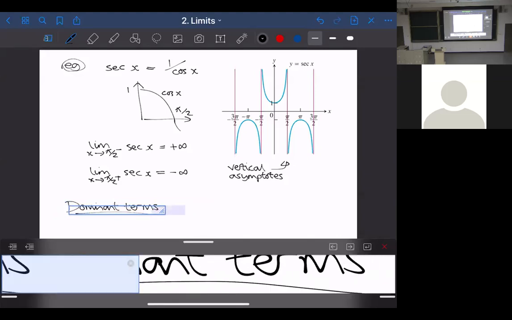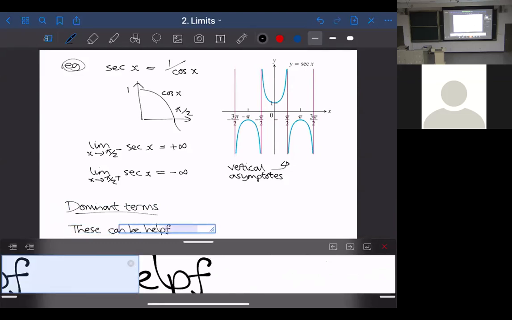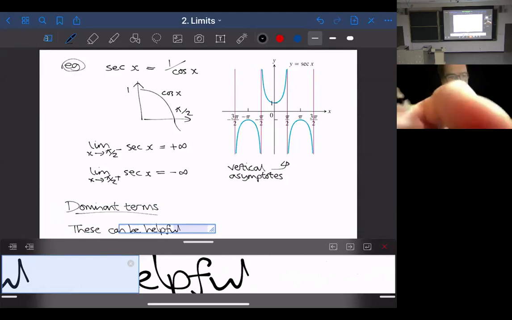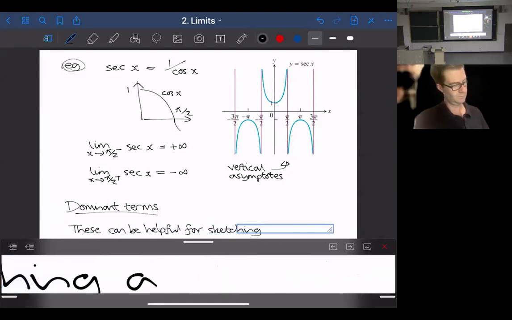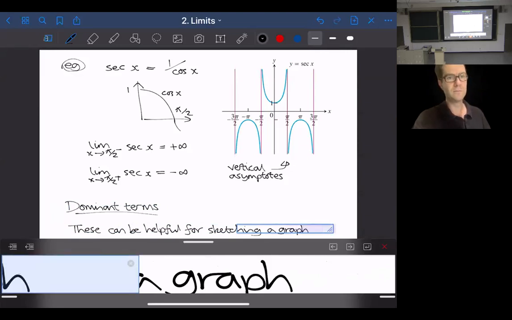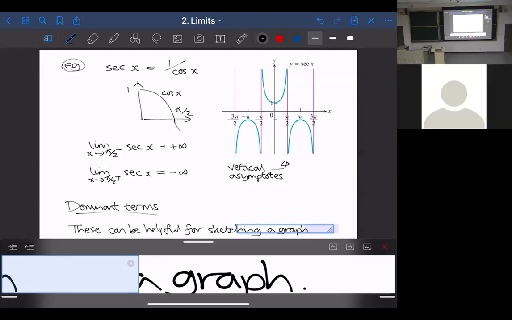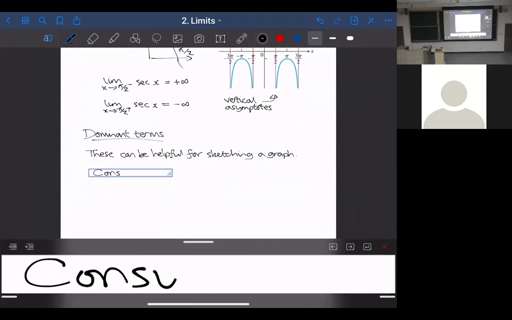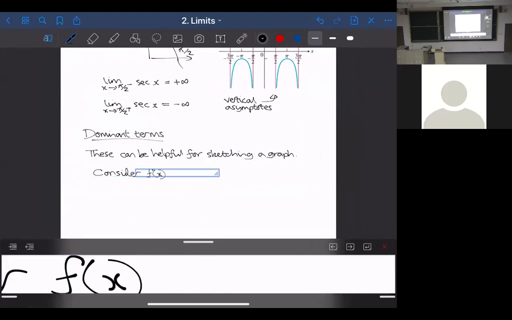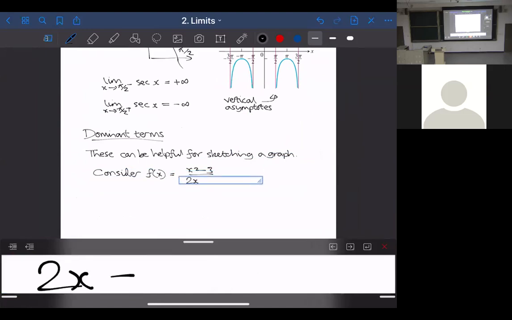So, dominant terms. These can be helpful for sketching a graph. Okay, so I'll show you what I mean by example. So consider a function f(x) equals x squared minus 3 over 2x minus 4.